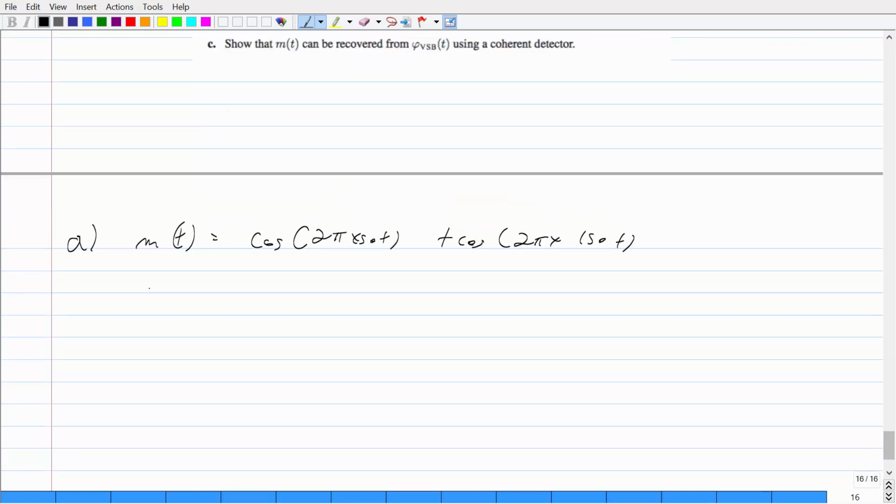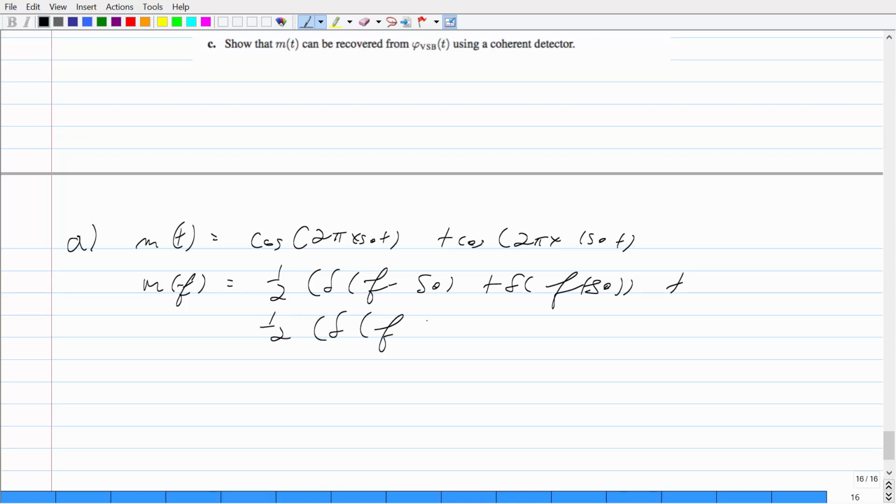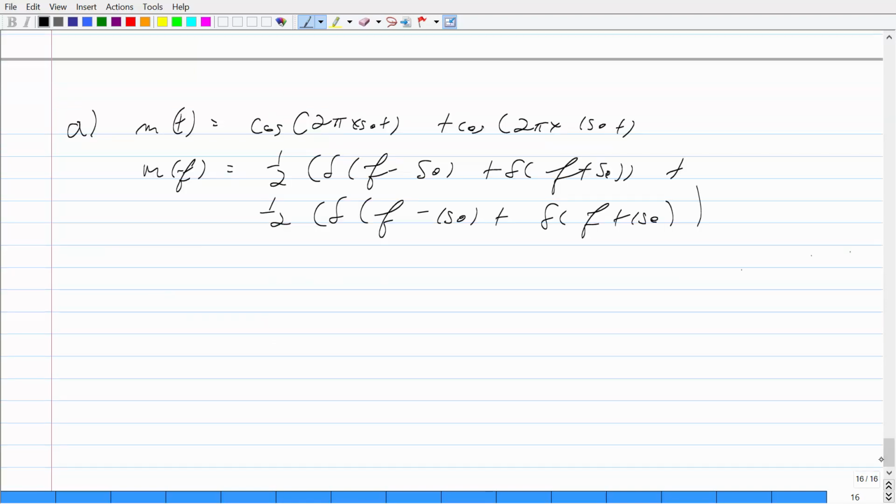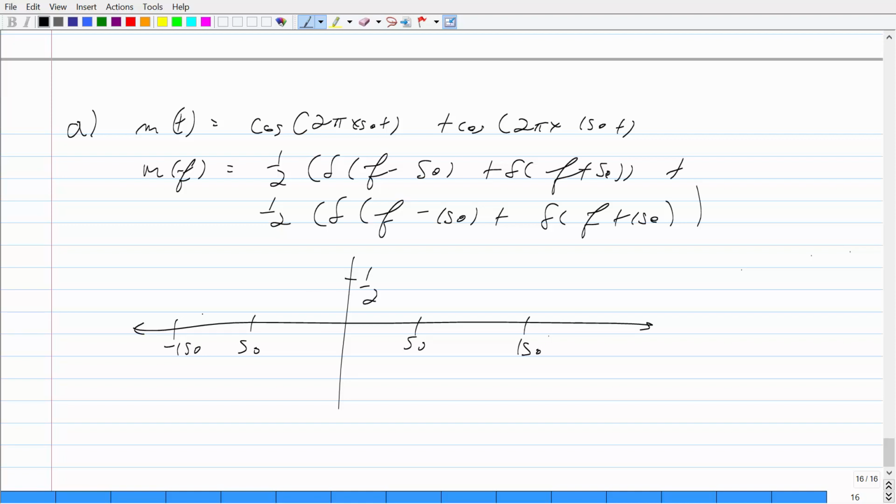Okay? So the Fourier transform, they're dealing with this in f, which is fine. So this becomes a half delta f minus 50 plus delta f plus 50, and then another couple, delta f minus 150 plus delta f plus 150. Okay. All right. So that's what we have, okay? So the transform is simply going to look like this. We have minus 150, minus 50, 50, and 150, and they're all scaled by 1/2, okay?